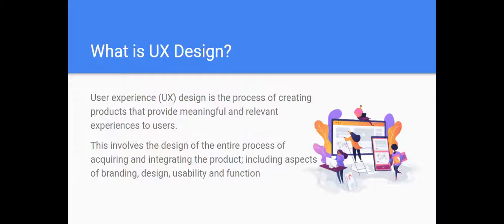will be drawing the user flow, mapping the touch points, and most importantly, your mockups, your wireframes, and what have you. So other aspects of UX design would include your branding, your brand assets. You also consider usability and functions that you want your product to successfully undertake.